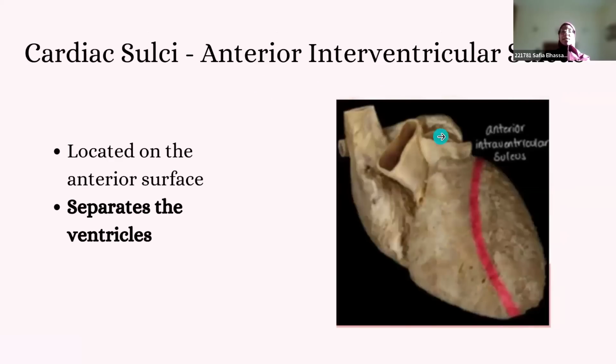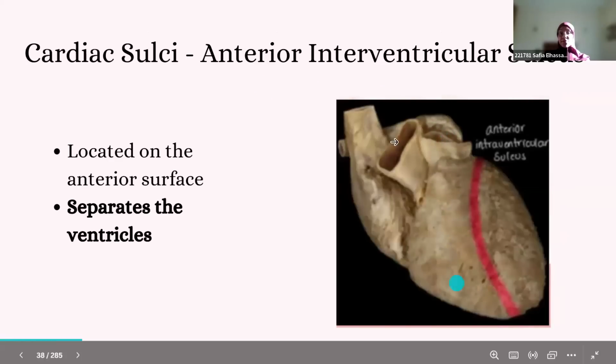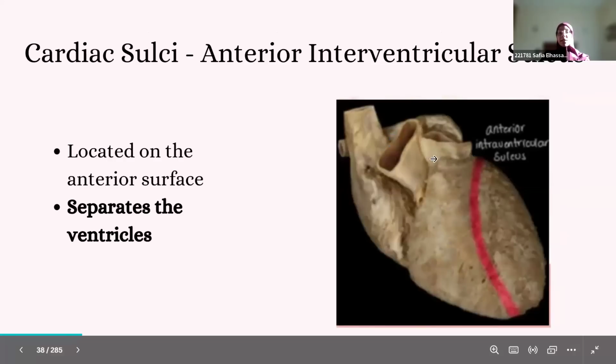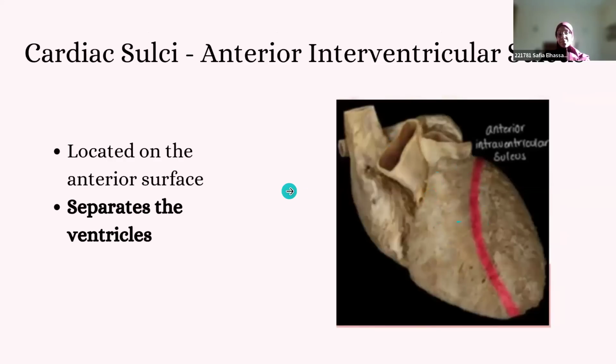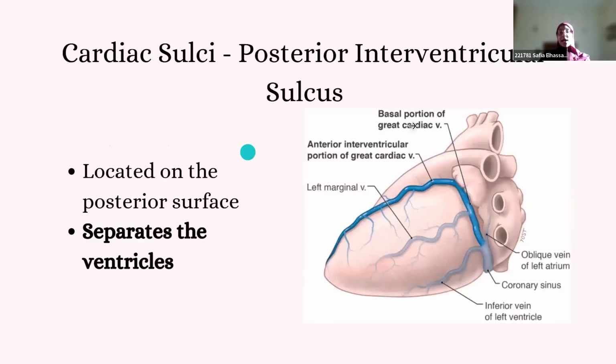So anterior means that it's located on the anterior surface of the heart. Interventricular meaning that it's between the ventricles and it separates them. And then the posterior interventricular sulcus is exactly the same as the anterior one in the sense that it separates the ventricles, but it's located on the posterior surface.